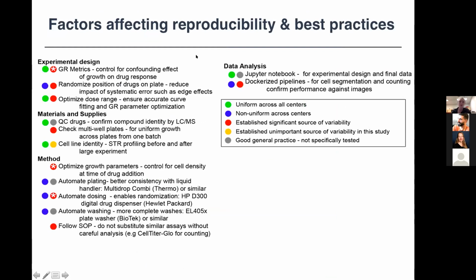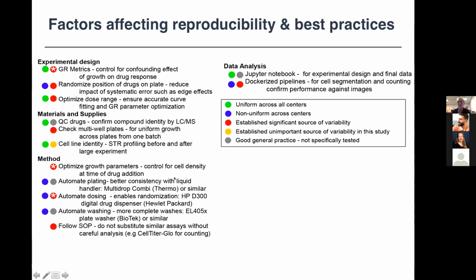These are the factors that were identified at the end of that paper as affecting reproducibility, and some best practice recommendations for addressing them. They range from things like randomizing your drug layouts, as I discussed, to making sure that your drug stocks are QC'd. STR profiling was mentioned. This didn't come into play for our study, but of course it's a really important thing to be sure of, that you're treating the cells you want to be treating with the drugs that you want to be treating them with.